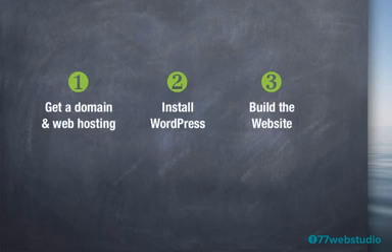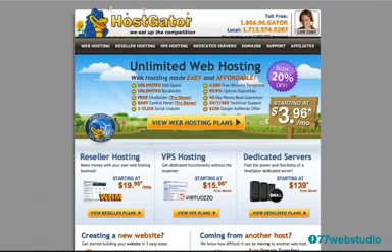So what are the steps to build the website? Well, the first step is to get a domain and web hosting. Step number 2 is we want to install WordPress, and finally we want to build out the website. So let's head on over to HostGator.com to take care of step number 1, which is getting the domain and the web hosting. So here we are on HostGator.com.